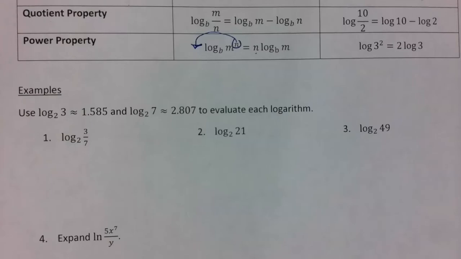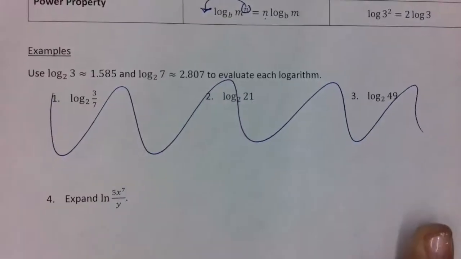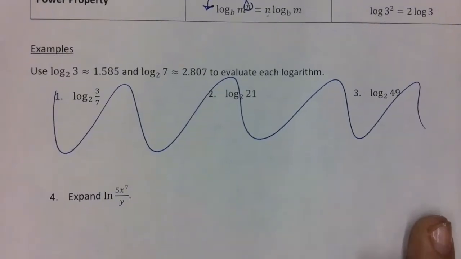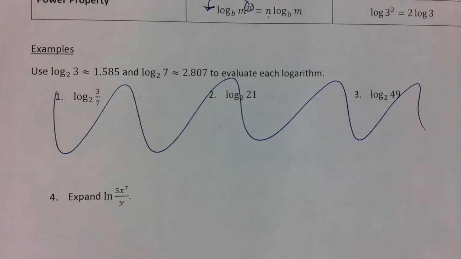I'm trying to decide if I want to do 1 through 3. I'm not going to do them. They're not on the quiz. And if you wanted to solve them, you could just type them in the calculator.